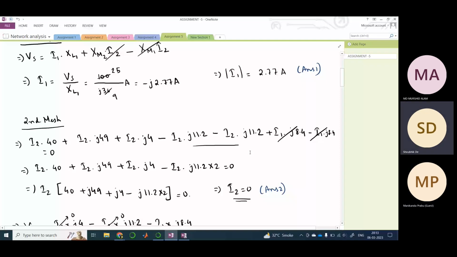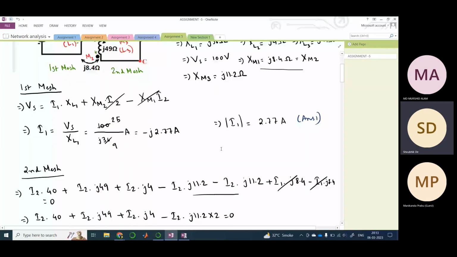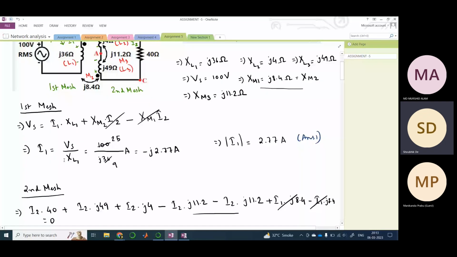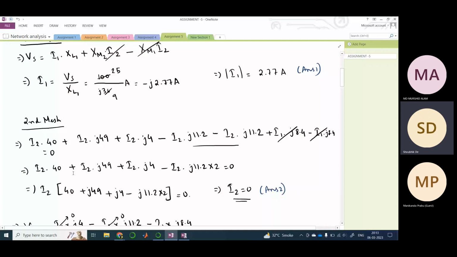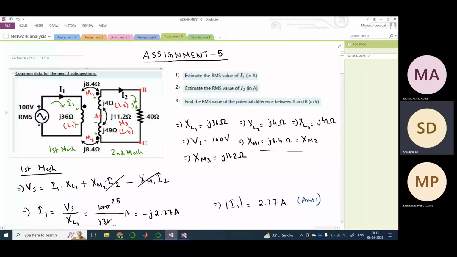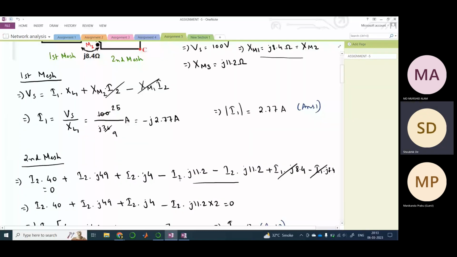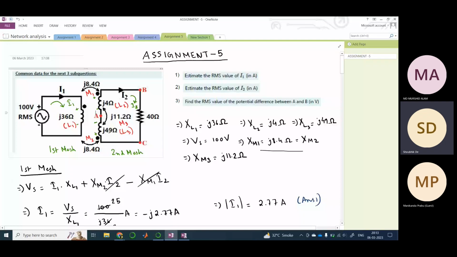So see, I2 into 40, right? You are simply applying KVL in this loop. There is no voltage source, that is why this is equal to 0 here. So I2 into 40 plus I2 into J49 plus I2 into J4, right? Now I have written minus I2 J11.2 too. Why? Because we are considering these two inductors. So we have to consider the mutual inductance of L3 with L2 and also L2 with L3.